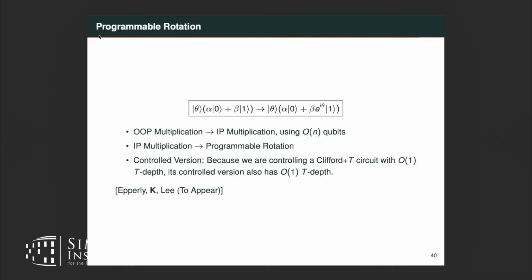So with all those ingredients together, what we see is that indeed, out-of-place multiplication can be upgraded to in-place multiplication in this case, and in-place multiplication can be used to do programmable rotation. And because I've shown you that we're controlling a Clifford plus T circuit with constant T depth, the controlled version also has a constant T depth circuit. So you conclude that this operation that you often see in, let's say, quantum chemistry applications of quantum computing actually admits a constant T depth circuit.